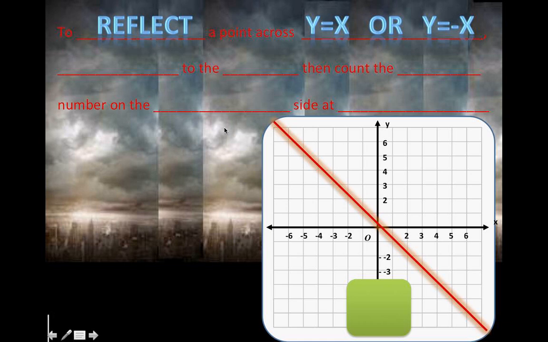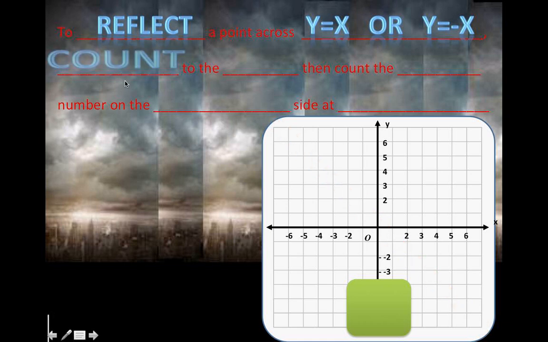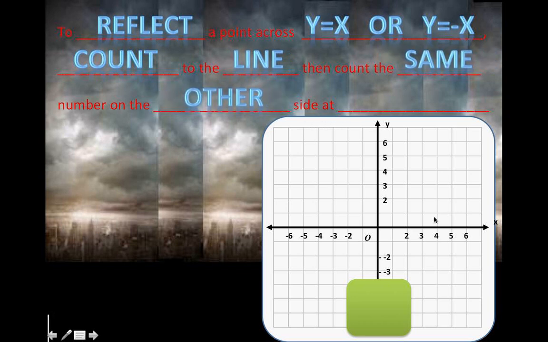So to reflect across either of those lines, you're still going to count to the line and then count the same number on the other side. But now you're going to cut and turn 90 degrees when you hit the line. Okay? So we're going to do a couple examples here to show you exactly what I mean. It is a little trickier just because you have to remember exactly which way to go. So we want to complete the following line reflections.